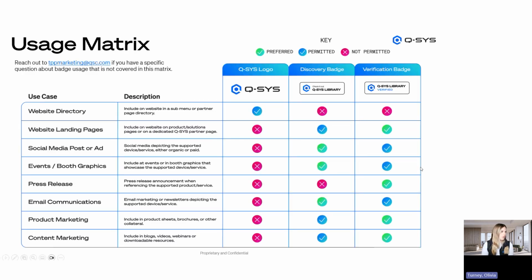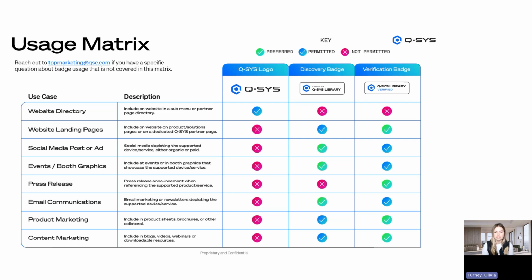Quickly, I will just show our badge usage matrix. This is available in the badge usage guidelines that's available in the TPP hub. If you're unsure about which badge is right for a specific situation, please check this or just reach out to us at tppmarketing@qsy.com. Please just note that the Q-SYS logo is on here, but it's reserved for high-level promotion of our collaboration, mainly on your website directory. All other instances should use the Q-SYS library badges. And as you can see, we have preferred versus permitted. And of course, we would just ask that in all possible cases, use the preferred badge.